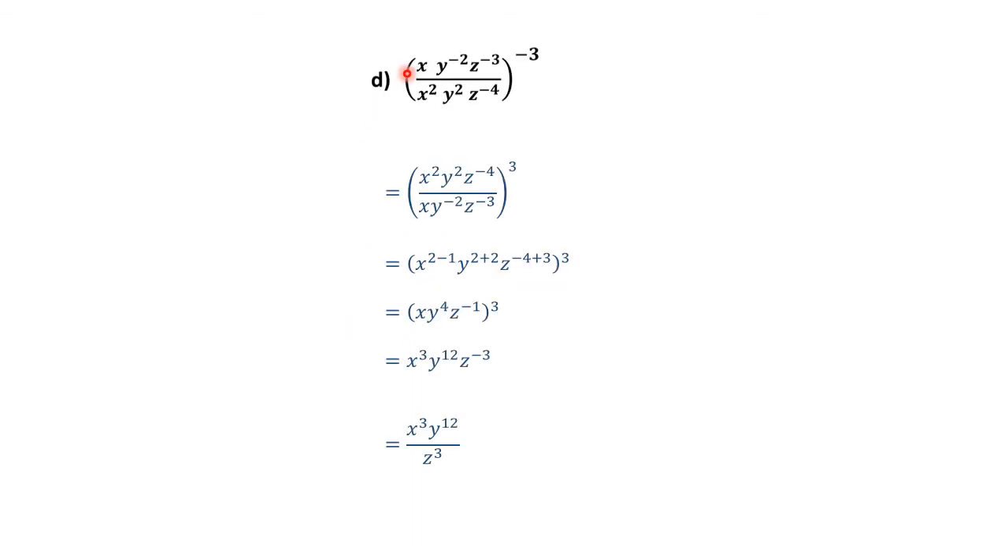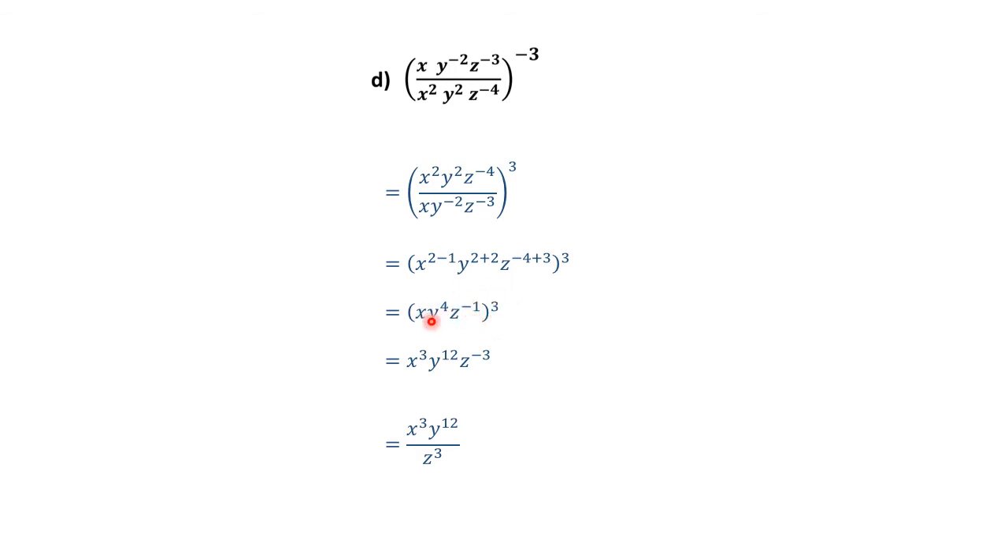Part D. Power is negative, so I will flip the fraction. I'll get x squared y squared z to the power minus 4 over x y to the power minus 2 z to the power minus 3. Now first I will simplify whatever is inside the bracket. x and x common base, 2 minus 1 is 1. 2 minus 2 means 2 plus 2, 4. Minus 4, this minus 3 will go up. Plus 3, minus 4 plus 3 is minus 1.